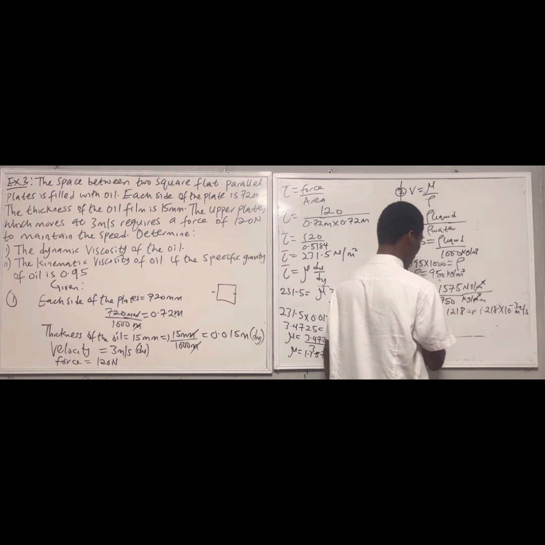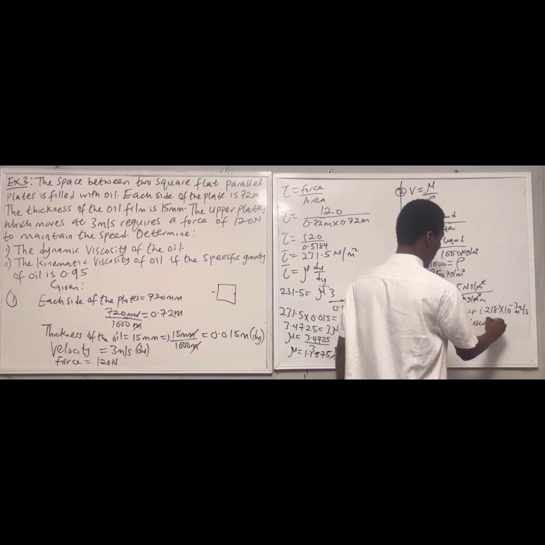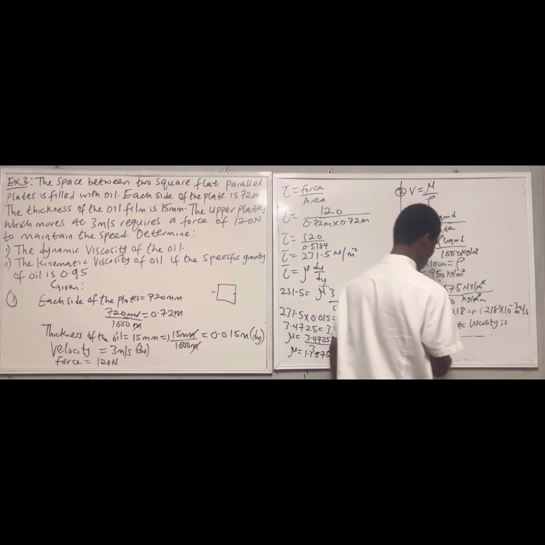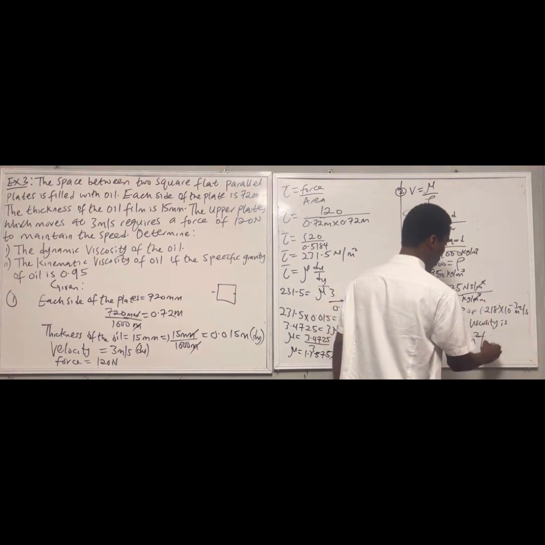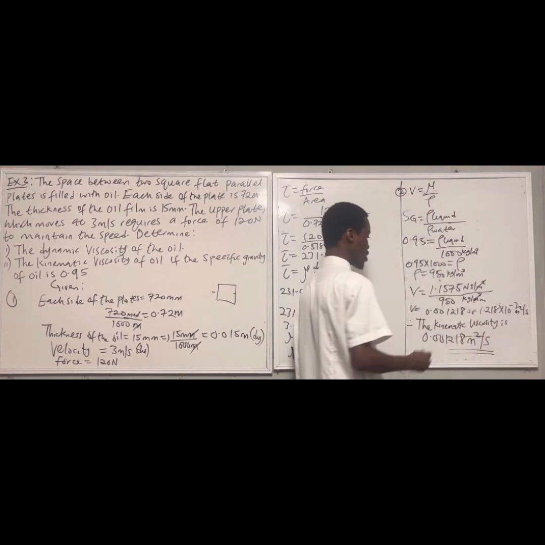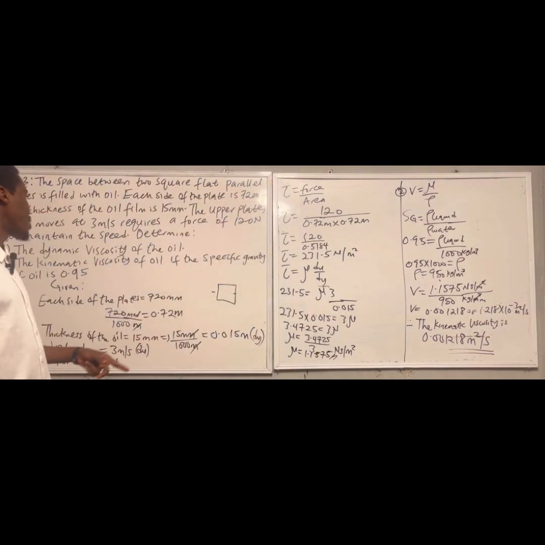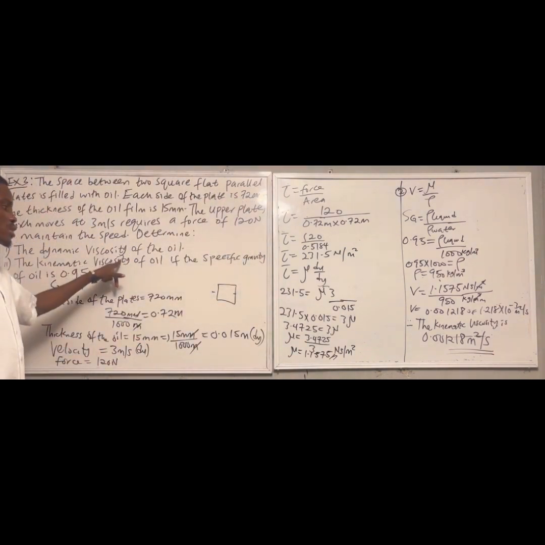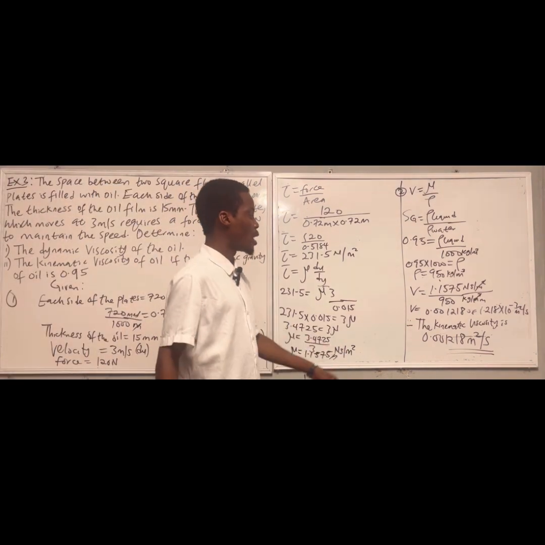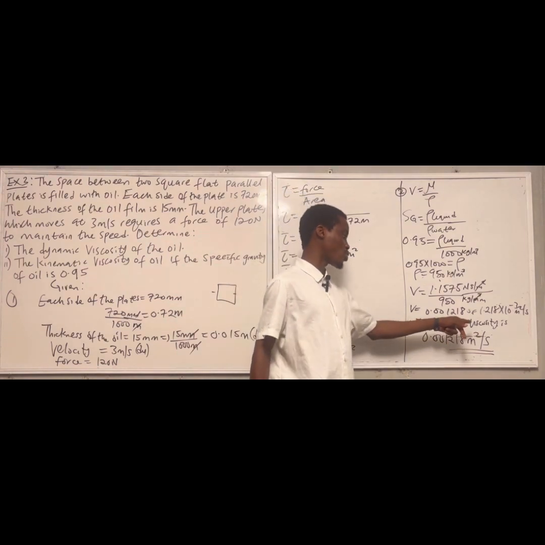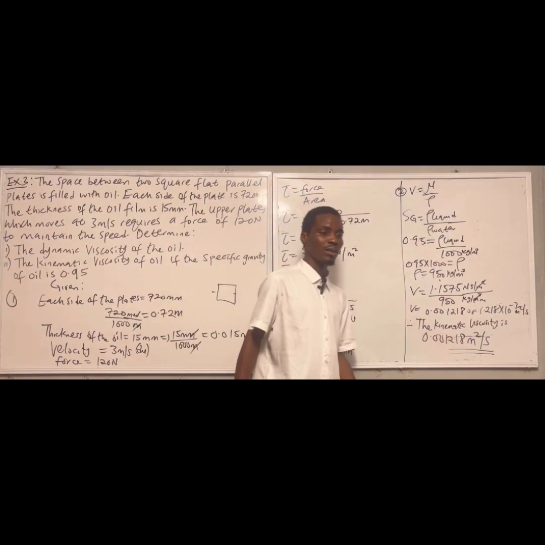So the kinematic viscosity is 0.001218 meter square per second. This is the solution of the problem given above. We have considered our dynamic viscosity as 1.1575 Newton seconds per meter square, and our kinematic viscosity as 0.001218 meter square per second.